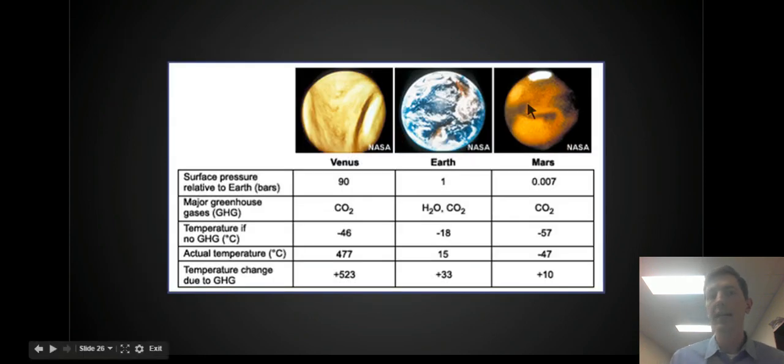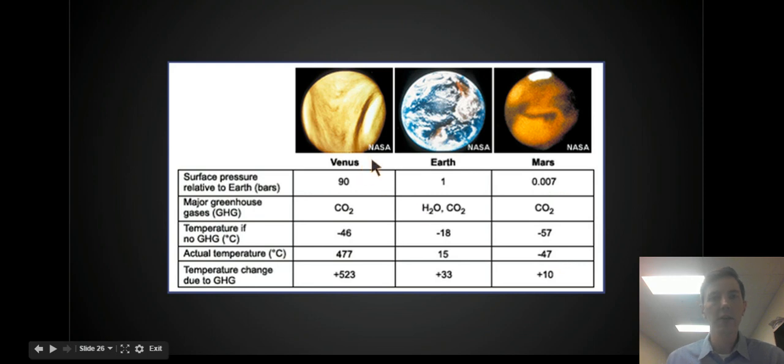You can look at other planets to get an example of what happens when there are too many or too few greenhouse gases. Here we are on Earth. We've got just the right amount of greenhouse gases, and that makes the temperature about 15 degrees Celsius on average, which is just right for life. But what if there were too few greenhouse gases? Well, we can look at Mars. Mars has very, very few greenhouse gases. And you can see that with very few greenhouse gases, Mars's temperature is about negative 47 degrees Celsius. That's really cold. That's too cold for life to exist. So when you have too few greenhouse gases, it's way too cold.